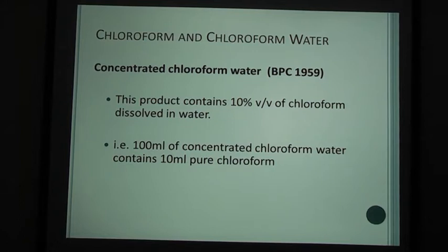Concentrated chloroform water, your BPC 1959. This product contains 10% volume to volume of chloroform dissolved in water. So that means that 100 milliliters of concentrated chloroform water contains 10 milliliters of pure chloroform. So concentrated chloroform water is the solution. It contains 10% volume to volume of chloroform. So that's 10 in 100. So in 100 ml of concentrated chloroform water, you've got 10 milliliters of pure chloroform.